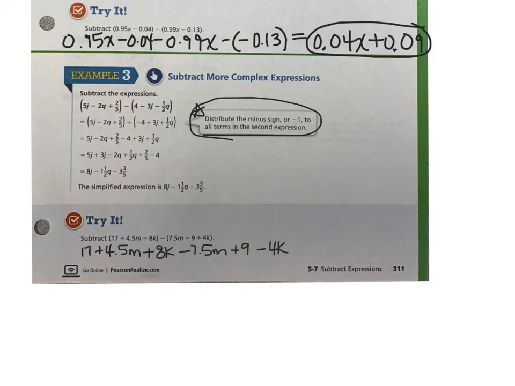Okay, so there's the subtraction being distributed to each term inside that second expression. So instead of subtracting the entire thing, we're going to subtract the 7 5/10 m. We're going to subtract a -9, which is the same as adding 9, and then we're going to subtract the 4k, which means minus 4k. Now collect your like terms and come back and check your answer. All right, take a look at that try it answer. You should have gotten -3m plus 4k plus 26.